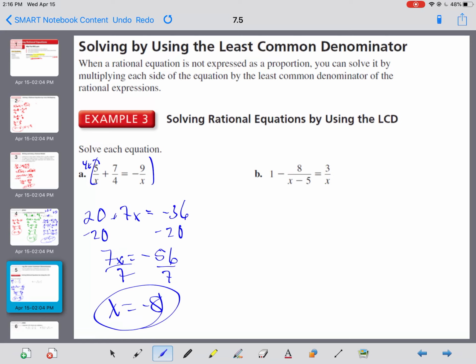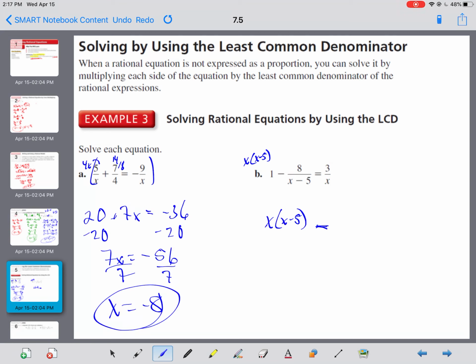Boom. We should plug it back in and make sure, but it's fractions, who really wants to? 5 over negative 8, so that'd have to be 14 over 8. So negative 5 and 14 makes negative 9 over 8, which is what happens on the other side. Great, checks out.